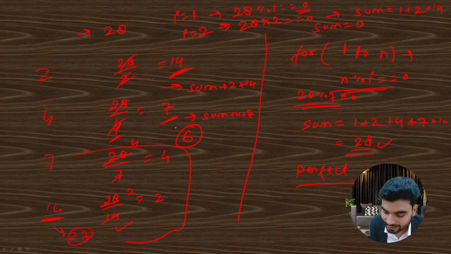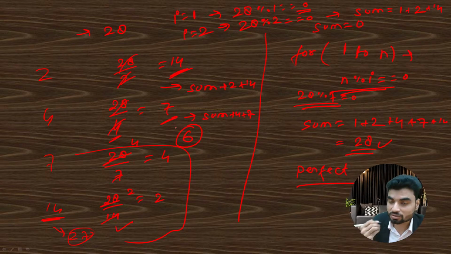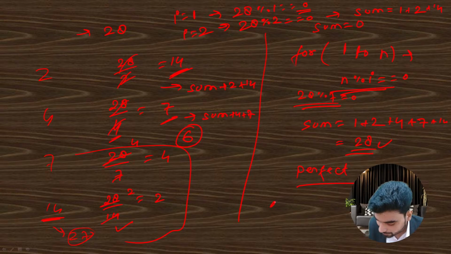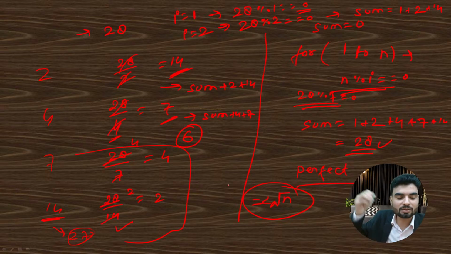Which means that if you want to get all the positive divisors, you just have to divide that particular number by values less than or equal to the square root of that particular number. You will get all the divisors. And this is the optimized solution.